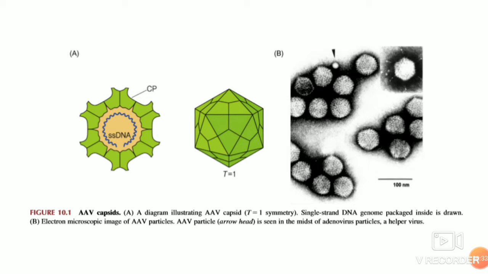It is like having a palindromic sequence of around 115 nucleotides in length. They are called inverted terminal repeats. So inverted terminal repeats are very important because they can serve as a primer for viral DNA replication.